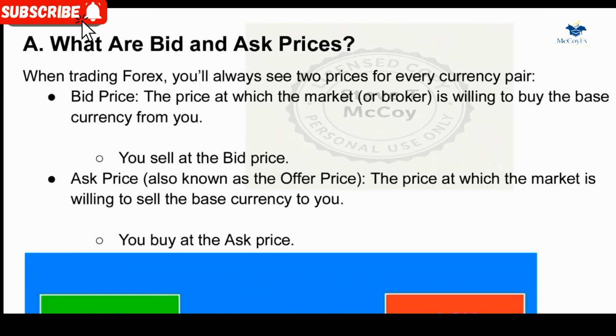Two, we have the ask price, also known as the offer price, the price at which the market is willing to sell the base currency to you. You buy at the ask price. I'll read it again. Ask price, also known as the offer price. This is the price at which the market is willing to sell the base currency to you. So you buy at the ask price.